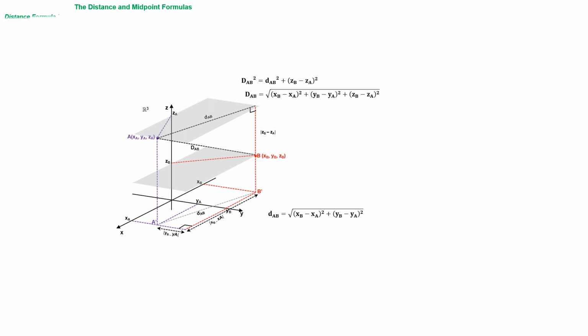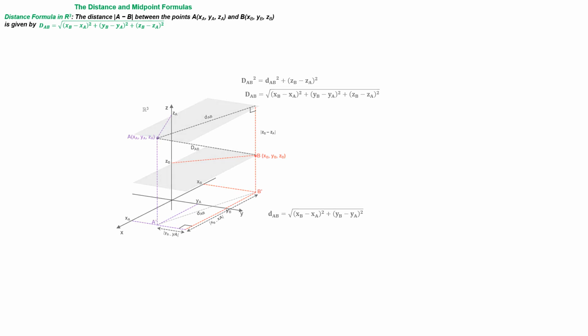As you can see, the formula for the distance between two points in space is a natural extension of the formula for the distance between two points in the Cartesian plane. The distance formula states that the distance between two points in space is the square root of the sum of the squares of the differences between corresponding coordinates. Let's see how it works. Find the distance between the points. Substitute values directly into the distance formula.